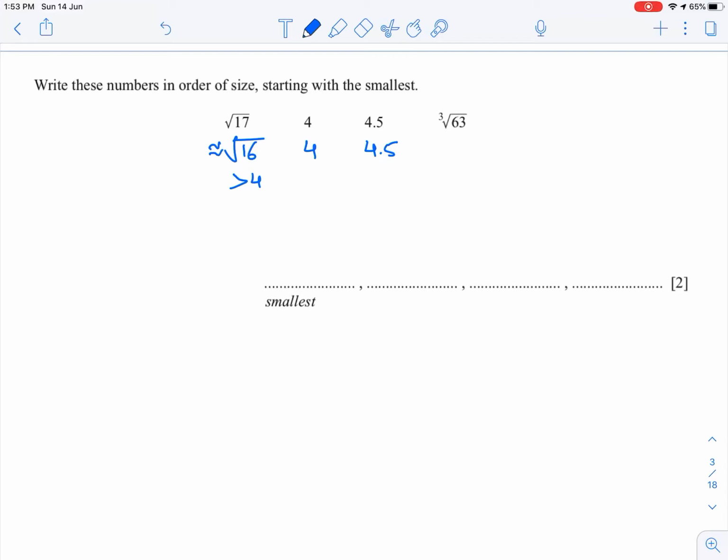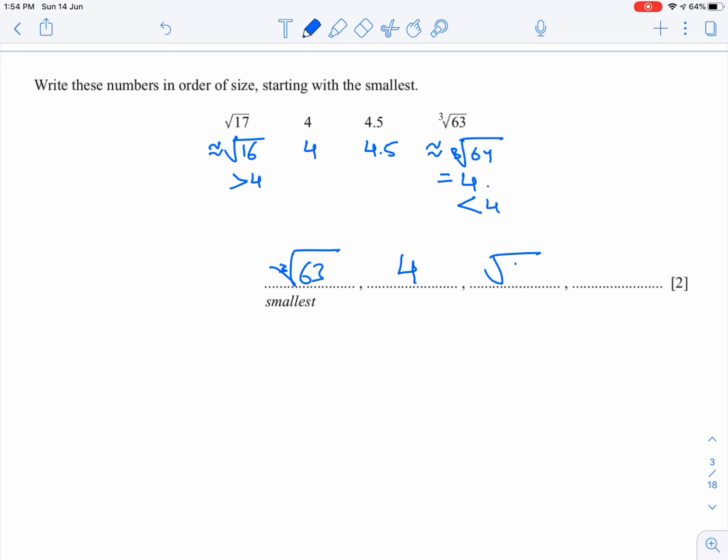We don't know the cube root of 63, but we know that the cube root of 64 is 4. So this number, since it's 63 not 64, should be slightly less than 4. If we start arranging them, we need to take the number that is less than 4 first. So in the first dash, we'll write cube root of 63. In the second dash, we know it's 4. Then we will write the square root of 17, which is greater than 4, but we know it won't exceed 4.5. It is greater than 4 by maybe 0.1 or 0.2, not more than that.